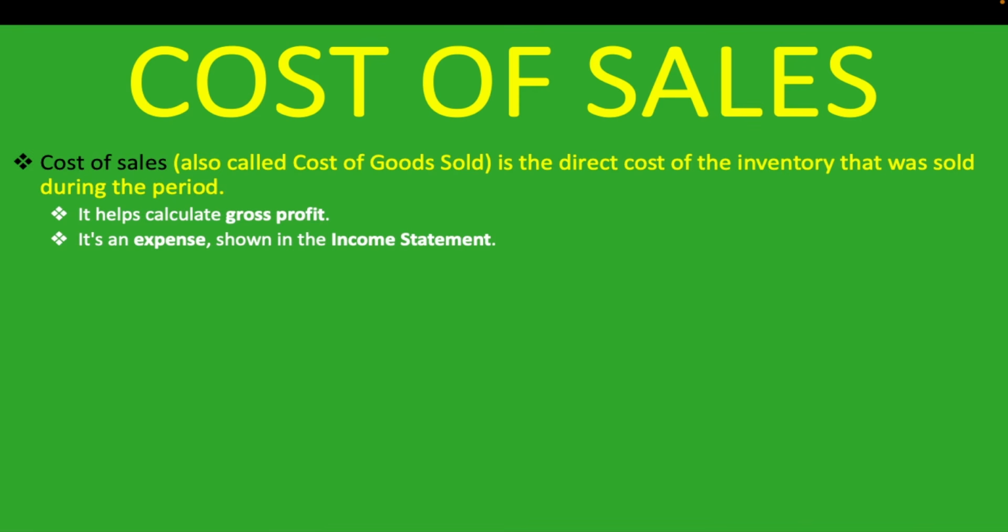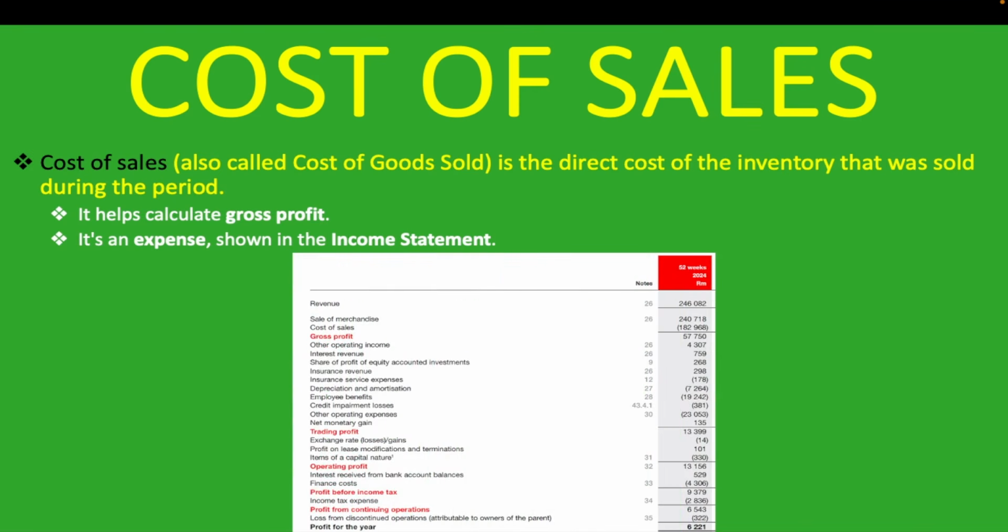And here's how this statement looks like. I've just taken it from the internet. This is for Pick n Pay, I believe. I've looked at various companies' income statements, and so I think this one here is for Pick n Pay, which is a grocery retail chain.